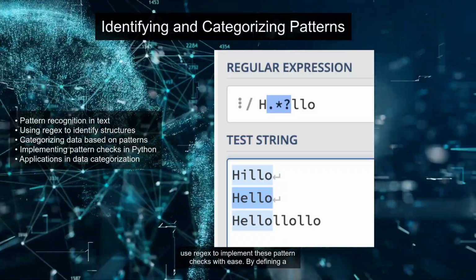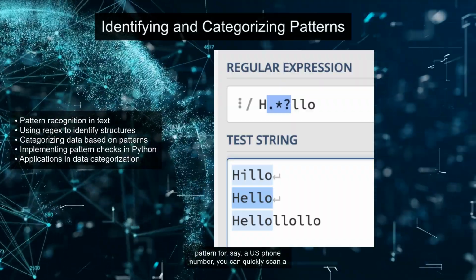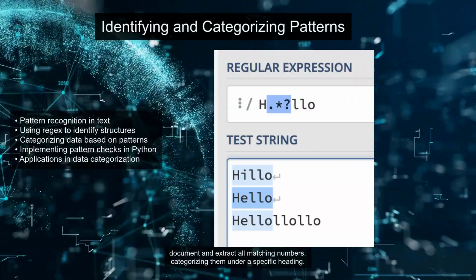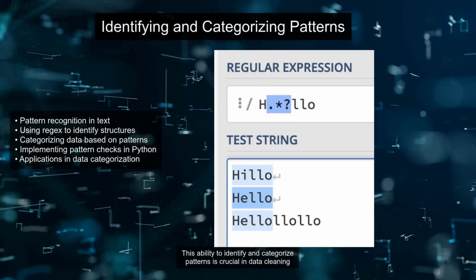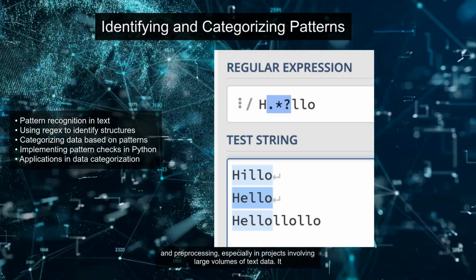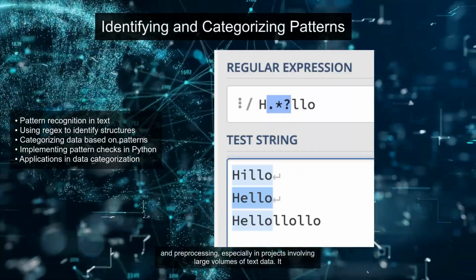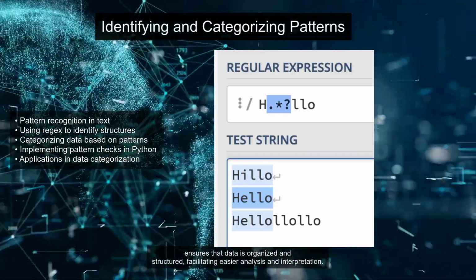By defining a pattern for, say, a US phone number, you can quickly scan a document and extract all matching numbers, categorizing them under a specific heading. This ability to identify and categorize patterns is crucial in data cleaning and pre-processing, especially in projects involving large volumes of text data. It ensures that data is organized and structured, facilitating easier analysis and interpretation.